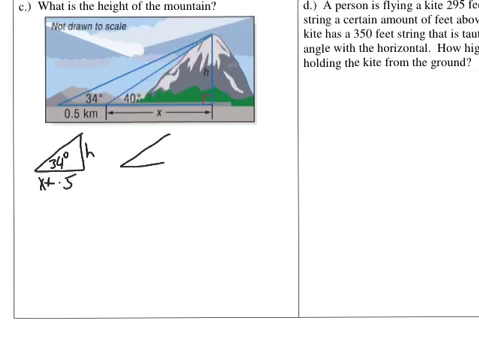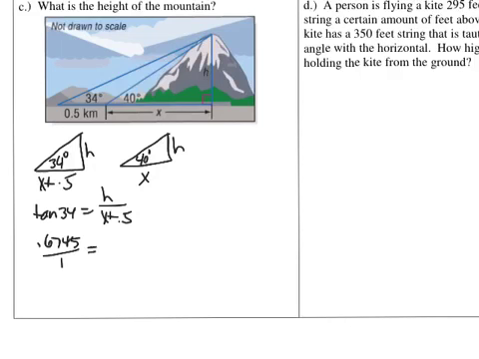And then my second triangle is h and 40 degrees. I should have made it taller. And this is x. So we would still use a tangent function. Tangent of 34 is equal to h over x plus 0.5, and let's just go ahead and solve for h. So tangent of 34 is going to be 0.6745 over 1, and that's equal to h over x plus 0.5.